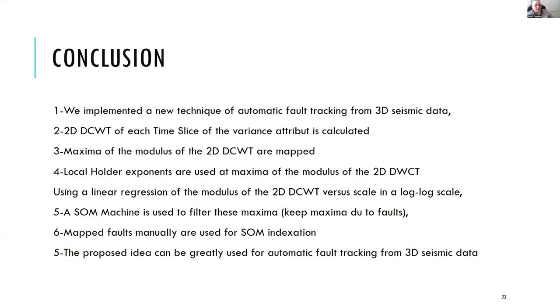So in conclusion, we have implemented a new technique of automatic fault tracking from 3D seismic data. The directional wavelet transform of each time slice of the variance attribute is calculated. Maxima of the modulus of the directional wavelet transform are mapped, and local Hölder exponents are estimated at the maxima. These are used as input of a self-organizing map to filter maxima of the modulus of the directional wavelet transform. It means keeping only maxima that are the results of faults.